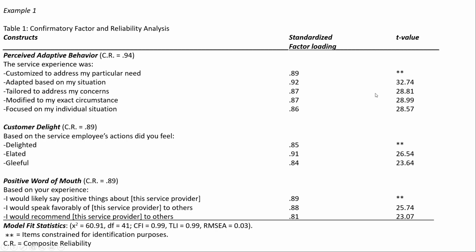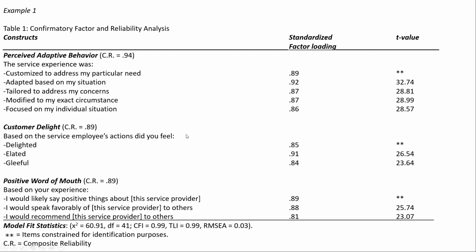So I just put those as stars in the t-values, and then down at the bottom I'll note, hey, these stars mean that this item was constrained for identification purposes. So I do this for all of the constructs. And then at the bottom, I'm going to put the model fit indices again.